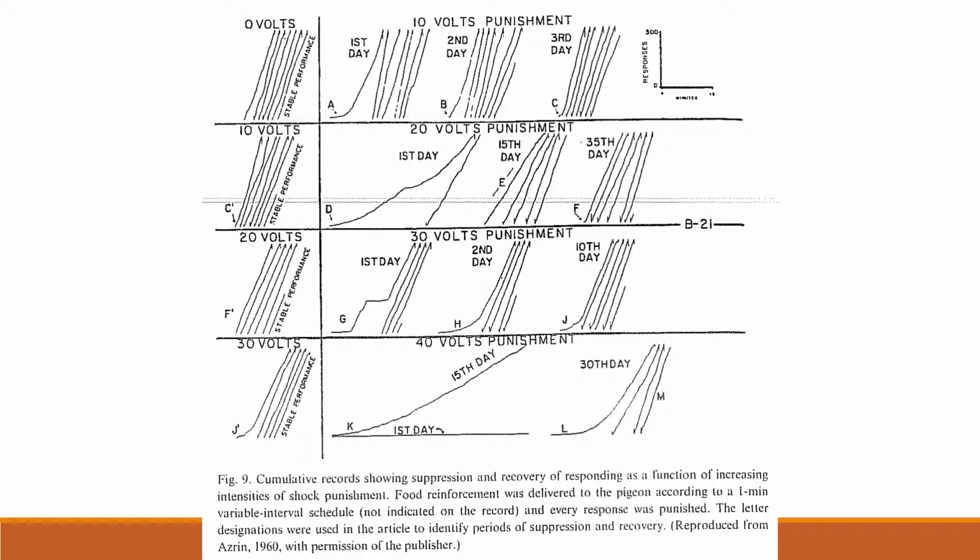Now you try. In the third row, we start out with 20 volts of shock and food contingent on behavior. What happened following the phase change line on day 1? And how would you describe responding on day 2?